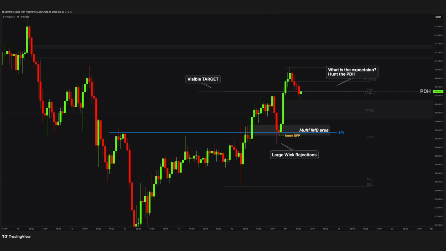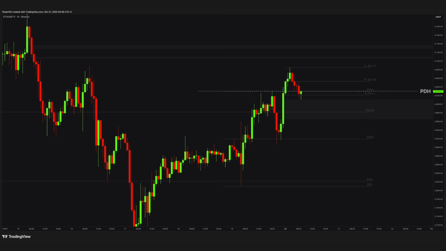Okay, we have taken out the previous day's high, which is great. So now what is the next step? When I look at this chart, I notice these really clean equal highs sitting above. And right here, we've got this inner support and resistance flip area, along with the PDH zone acting as an amplifier. So my expectation here would be a bounce from this PDH area, following the overall trend, and then taking out these equal highs above.